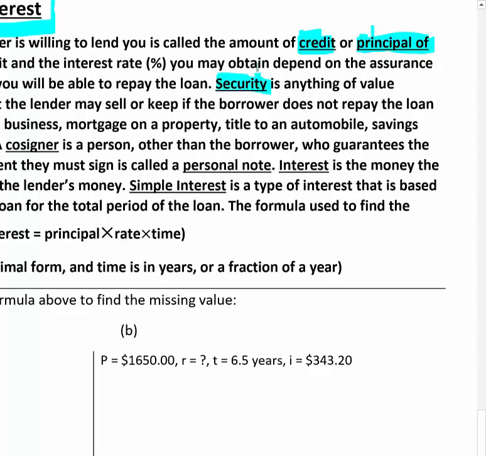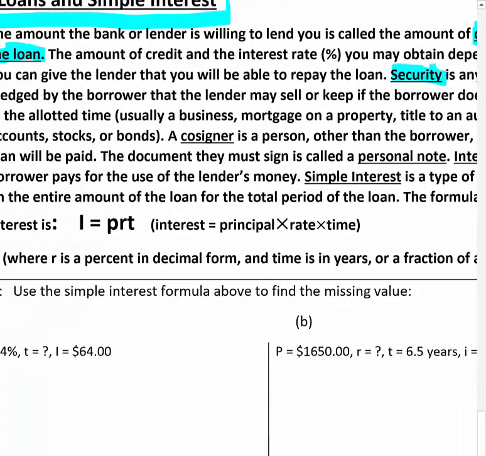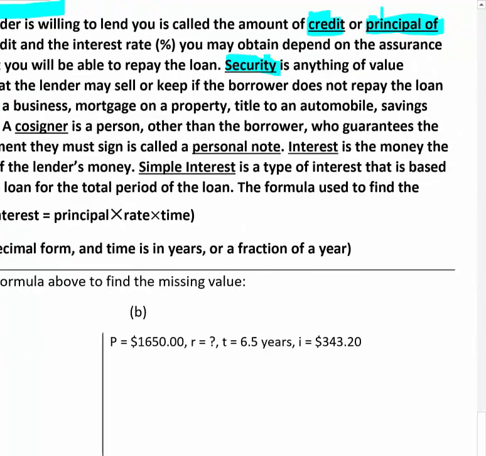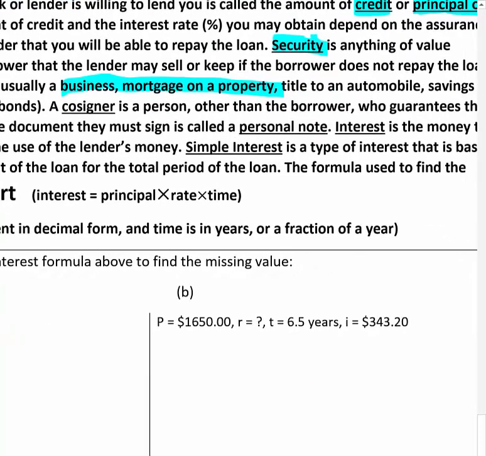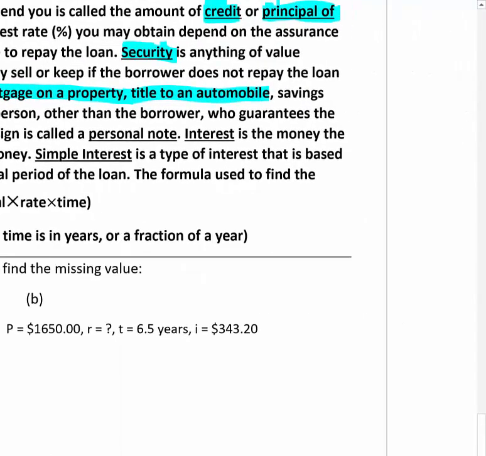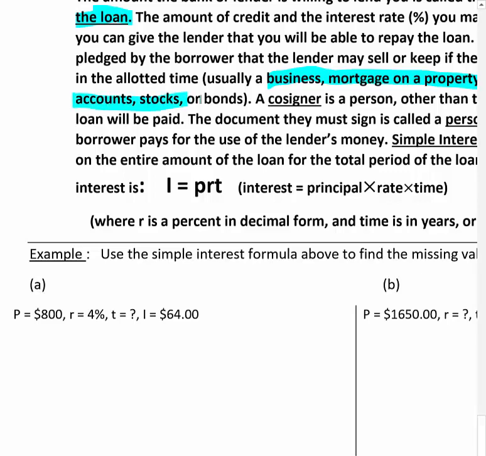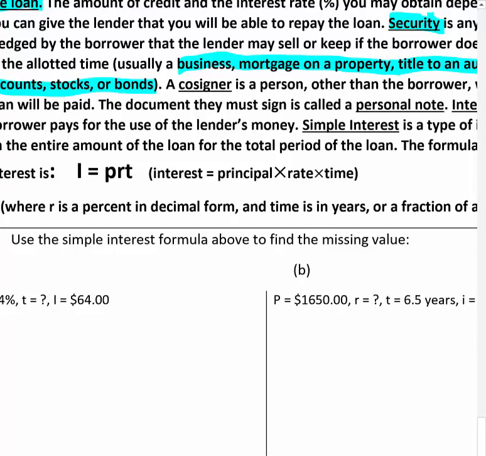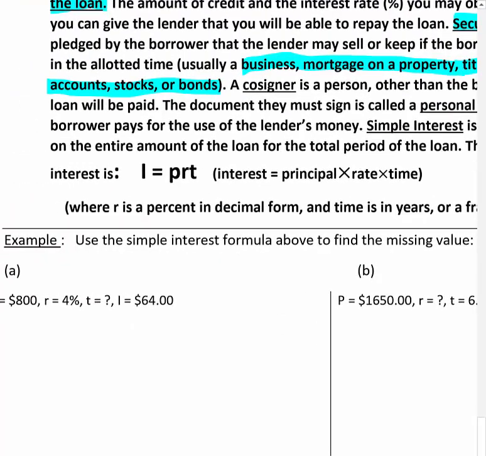Then security, and this is something you don't see as often, I don't think. Security is anything of value pledged by the borrower that the lender may sell or keep if the borrower does not repay the loan in the allotted time. So it could be a business, mortgage on a property, a title to an automobile, a savings account. So these are things where someone would say, I need this loan so bad that if I don't pay it back, you can have my business, or this mortgage on my property, or my car, or the savings account that I have.